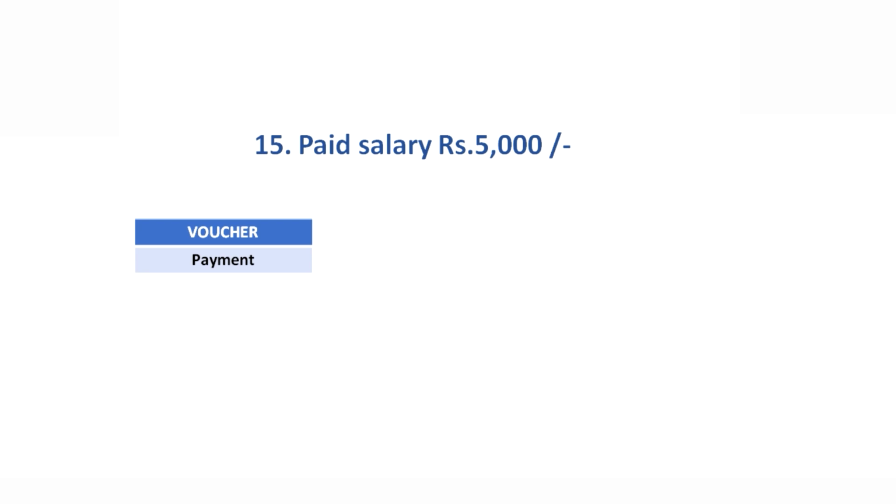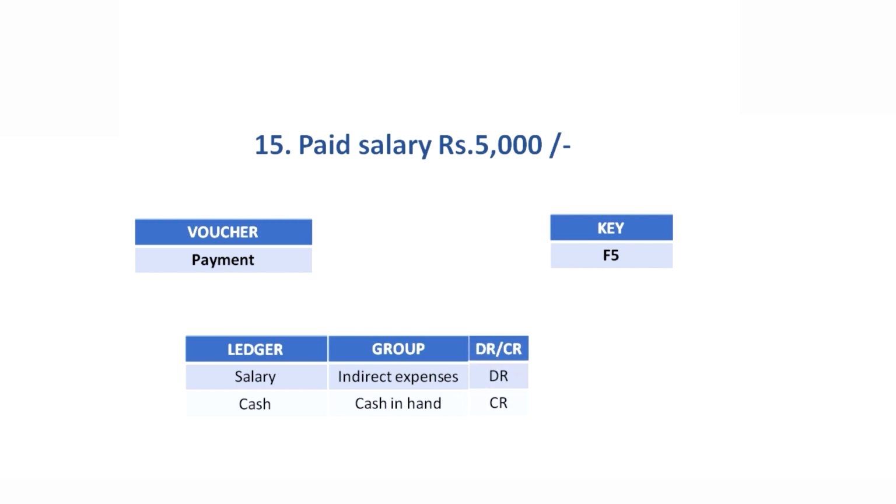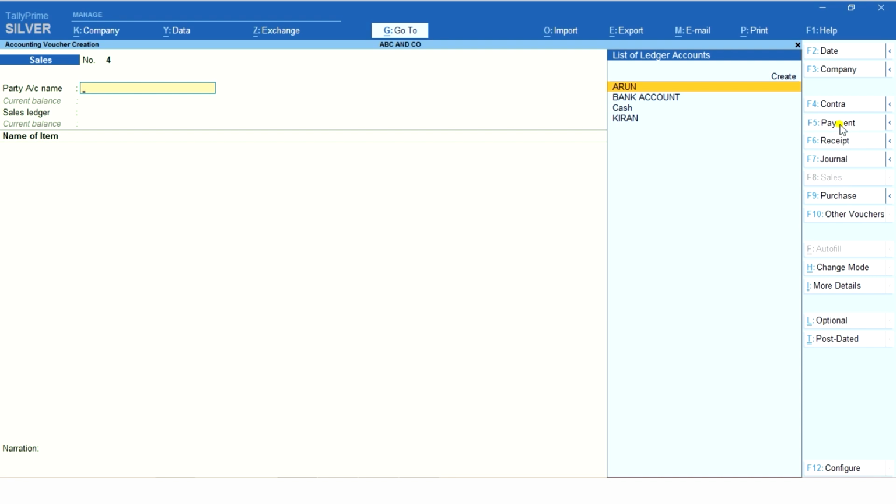So we go with the next transaction, paid salary rupees 5000. We use a payment voucher. Shortcut key will be F5. So we require salary and cash to pass this transaction. We need to create a salary account under indirect expenses, and we debit salary and credit cash with a value of 5000.